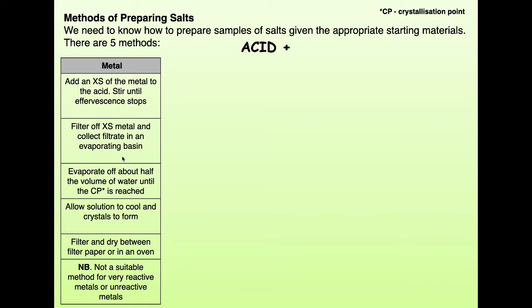Now, if we want those crystals quickly, we can filter the mixture again. The crystals stay in the filter paper, and then we can dry the crystals using other filter paper or in an oven at a low temperature, not a high temperature, because it could potentially cause the crystals to thermally decompose. So at a relatively low temperature just to dry them, and then you've got a sample of your crystals, you've got your salt.